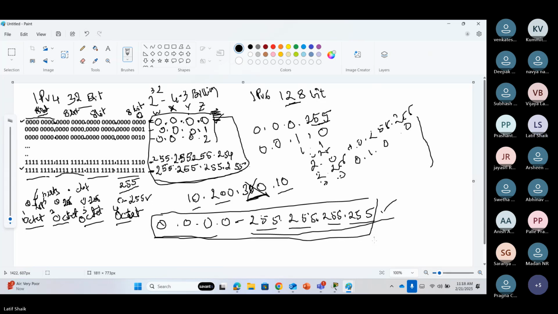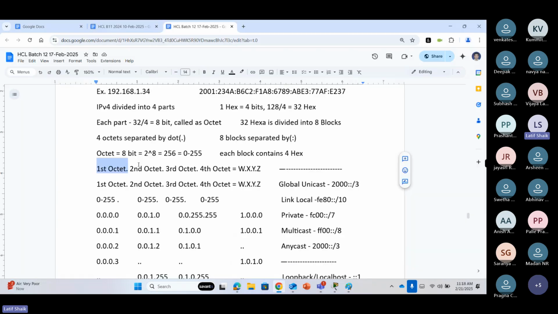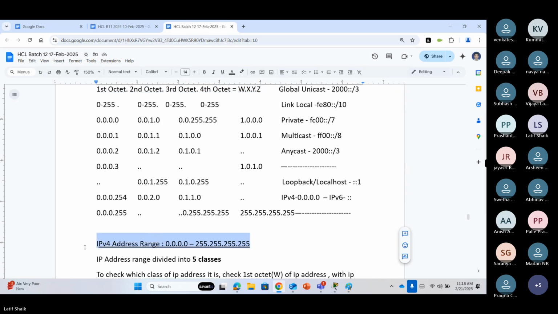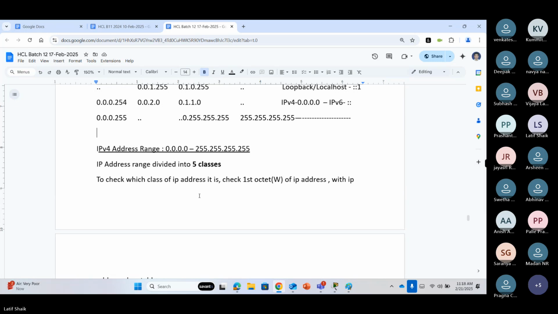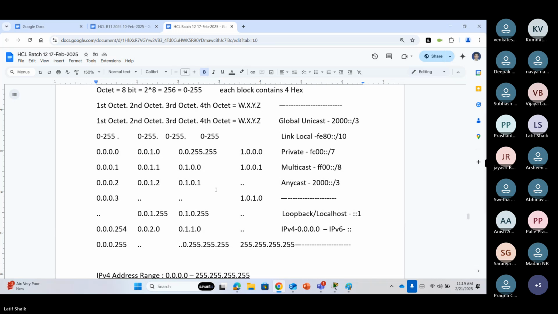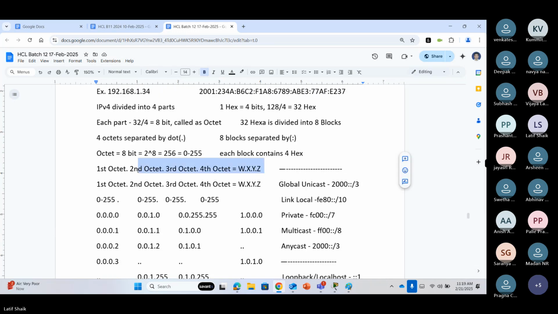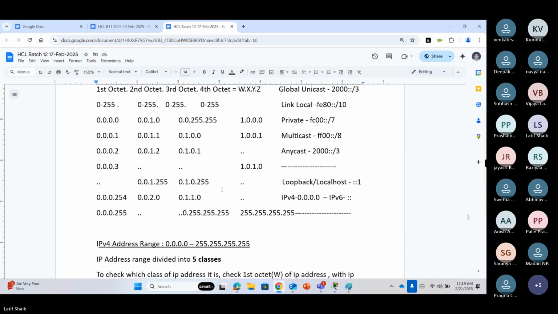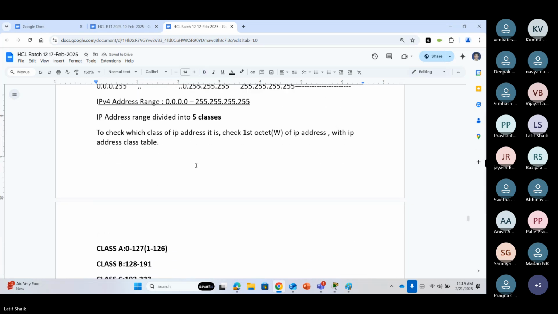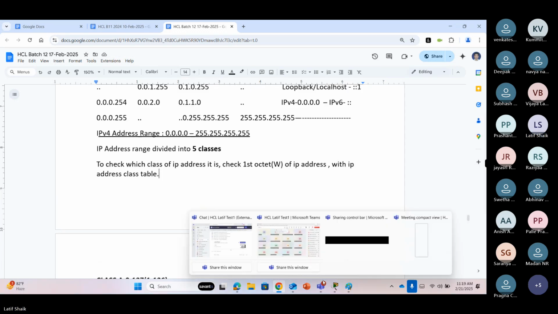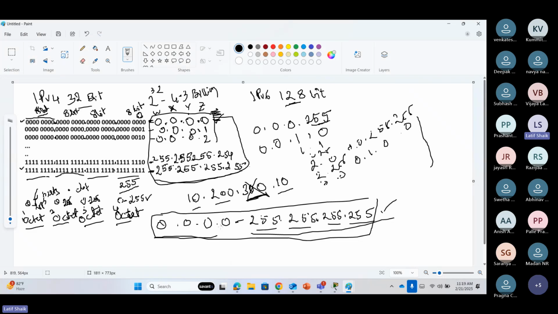Okay. Guys, up to here, okay? Octets and ranges. Understand the range.